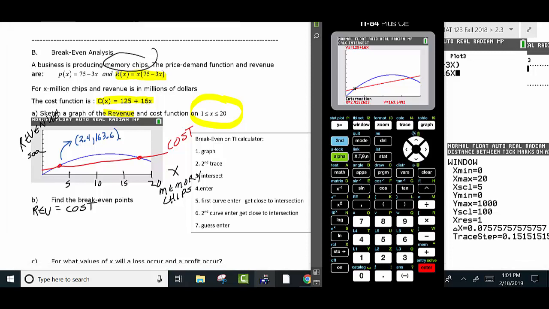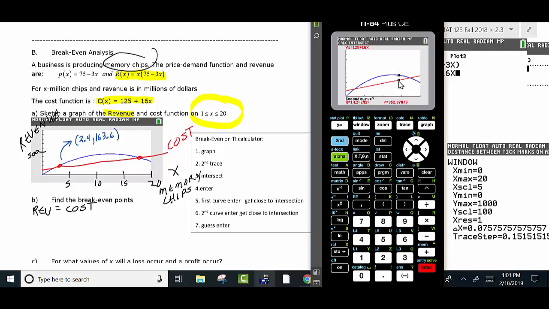What you have to do is start this over again. So just do what's in here. I'll write that down for you. Second trace, intersect is option 5. Now this time move your cursor until you get relatively close to the other intersection point. Just move it over until you're pretty close to it. I think I'm probably close enough. I just recommend you get pretty close to it. That's probably good enough. Press enter.